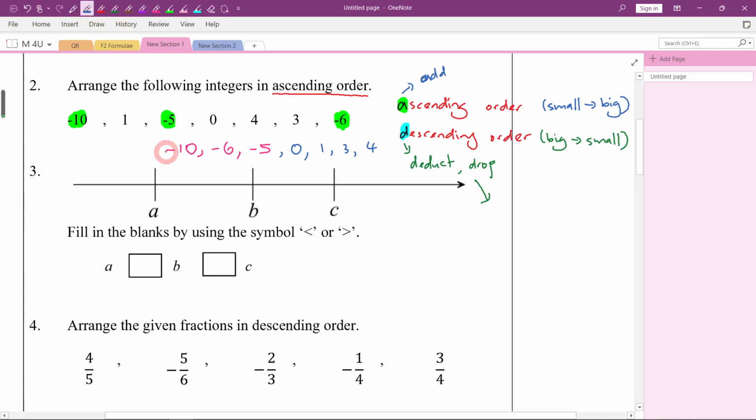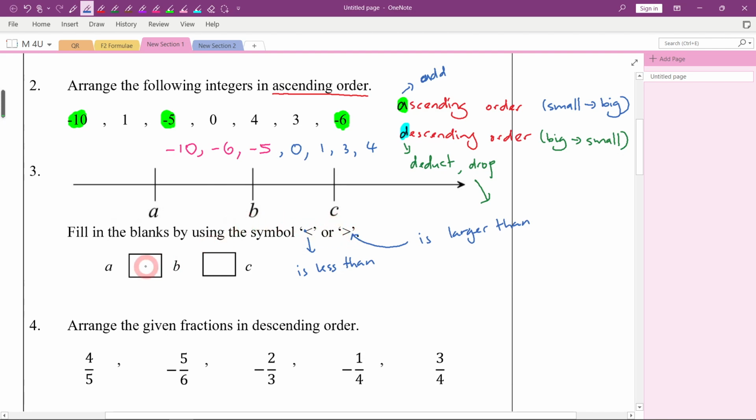Okay, now let's look at question number 3. Fill in the blank by using the symbol. Okay, so this is less than, or you can read it as is smaller than. So how about this one? Is larger than, or you can say is bigger than. So always remember the arrow, the sharp part, always pointing to the smaller number.